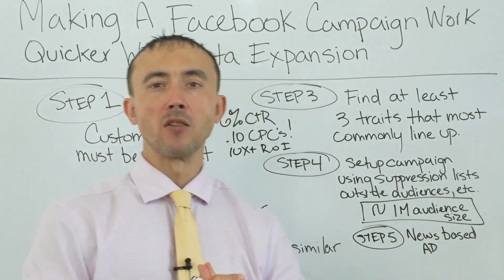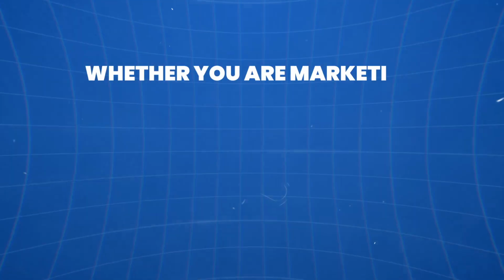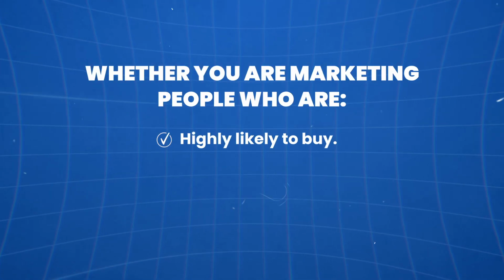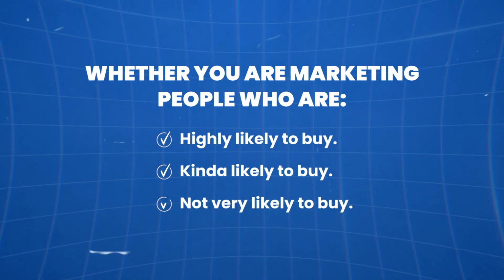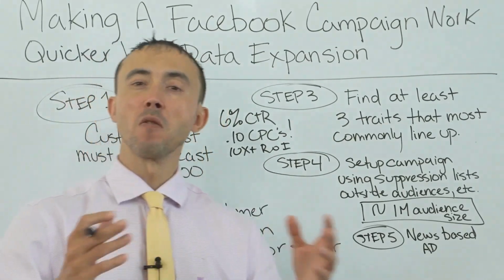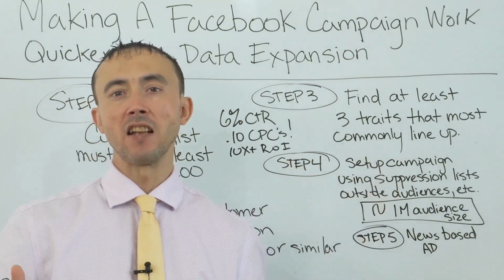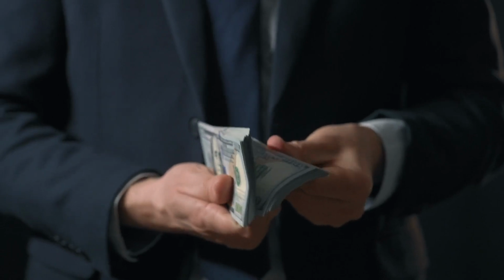And the reason why this works is because the cost per eyeball on Facebook is going to be the same whether you're marketing to people who are highly likely to buy, kind of likely to buy, not very likely to buy. So the easiest way to make more money from Facebook ads, assuming you have a pretty good ad already, is just to narrow down who you're targeting. Really, it's that simple.